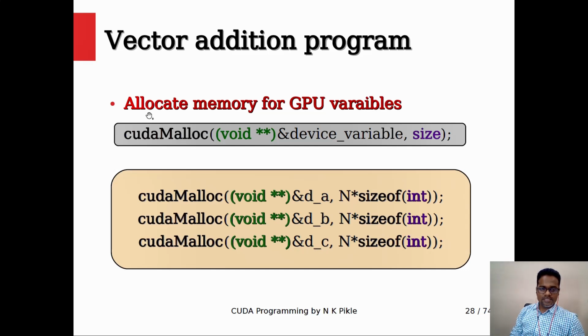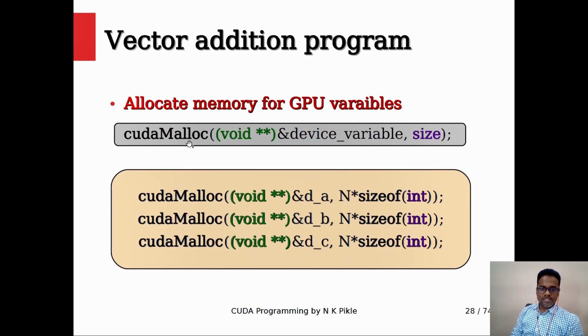Then the next thing is I have to allocate memory on the GPU side. I have already declared the variables d underscore a, d underscore b, d underscore c as GPU variables. Now I have to allocate memory on the GPU side. To do that, we are going to use a function provided in CUDA programming called cudaMalloc, which is just like the malloc function in C, which allocates memory in the CPU's memory. Similarly, we have the cudaMalloc function which helps us allocate memory on the GPU.